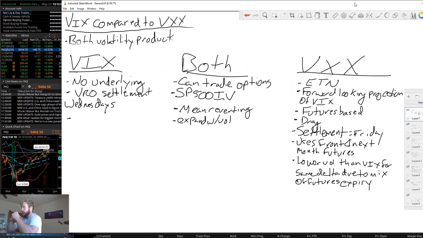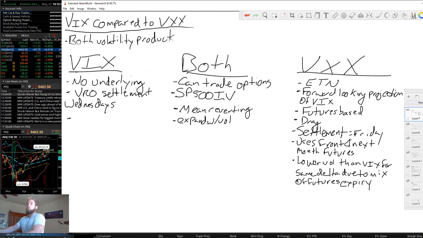So both of them have options available to trade on them. They both track in some capacity the volatility of the S&P 500. They both are mean reverting, and they both expand with heightened volatility, and then they both tend to fall with lower volatility. And another thing that's not on here is just velocity of movement.